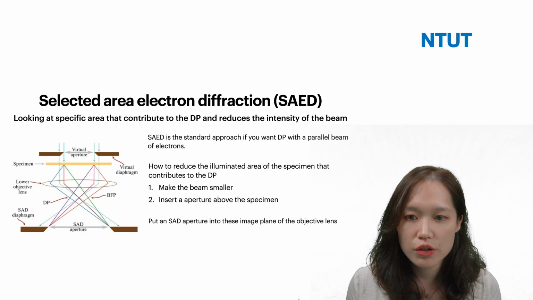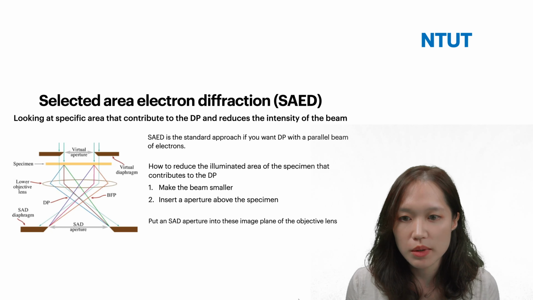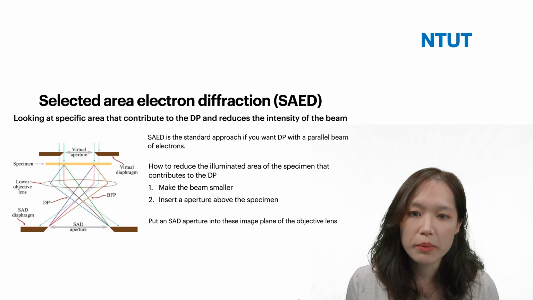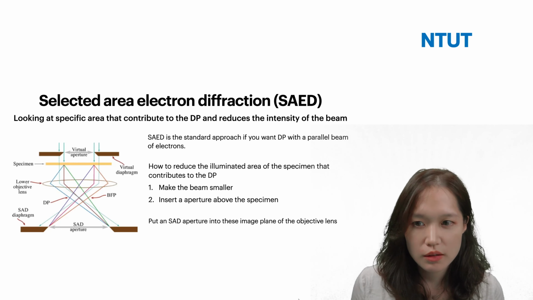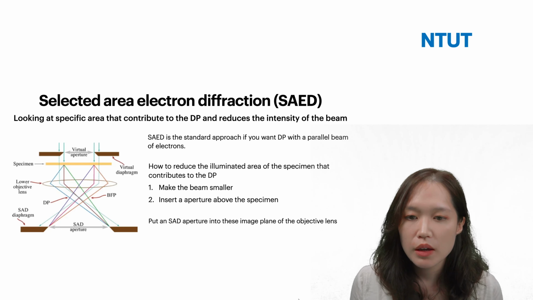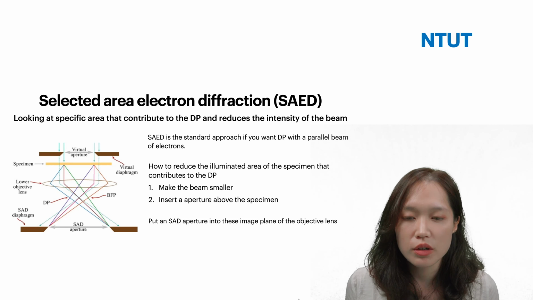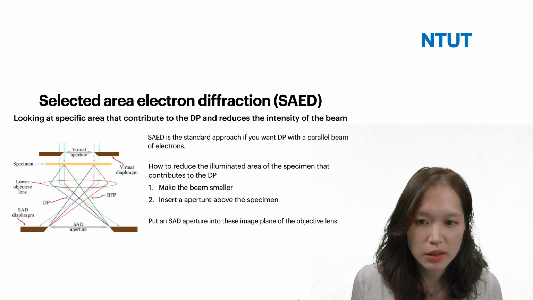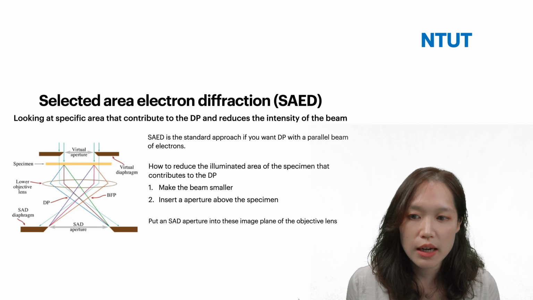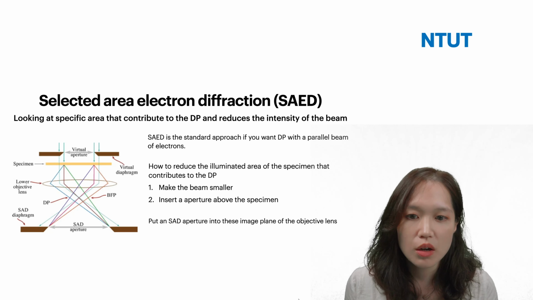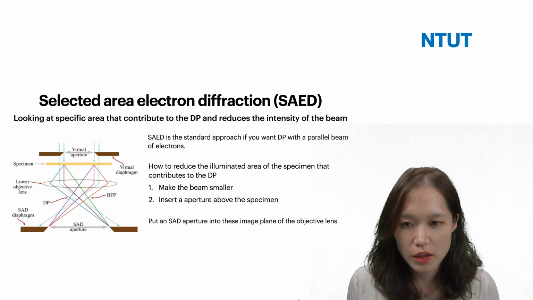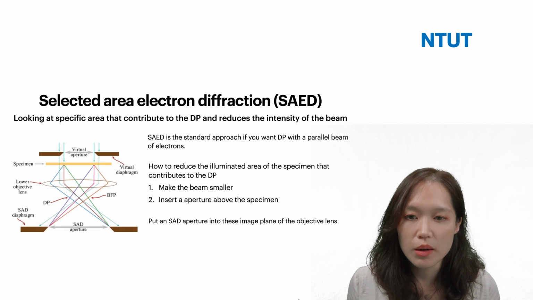So how do we reduce the illuminated area of the specimen that contributes to the diffraction pattern? Of course, we make the beam smaller, more specific, hence the name selected area. What we do is insert an aperture above the specimen. You can think of the aperture like a pinhole. So we have a pinhole above the specimen, so only the signals that we want will come down to the specimen and we get this selected area. This is how the selected area part works.